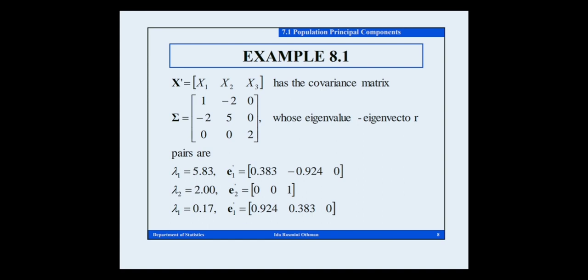Okay, let's see the example. Okay, let's say we have X transpose is X1, X2 and X3. So we have 3 independent variables ataupun we have 3 variables X1 and X2 and X3, and then given the variance covariance matrix of X, 3 by 3. Okay, so from the variance covariance matrix we can find the pair of eigenvalue and eigenvector. Here is given. Okay, how to find this?